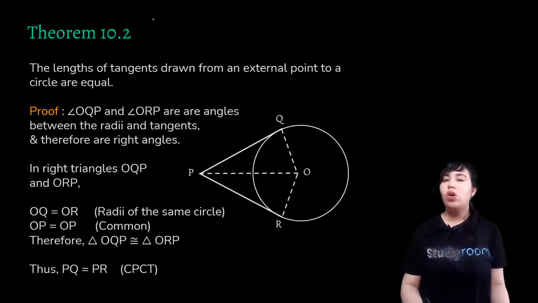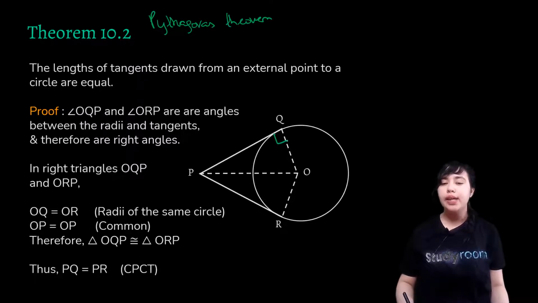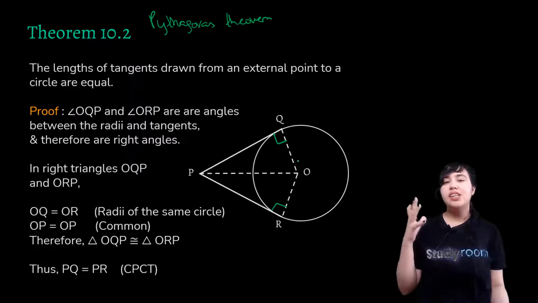This theorem has an alternative proof by Pythagoras theorem. So we've already seen how angles OQP and ORP are turning out to be 90 degrees, which makes the two triangles right angled. Exactly the condition which we want to make use of Pythagoras theorem.